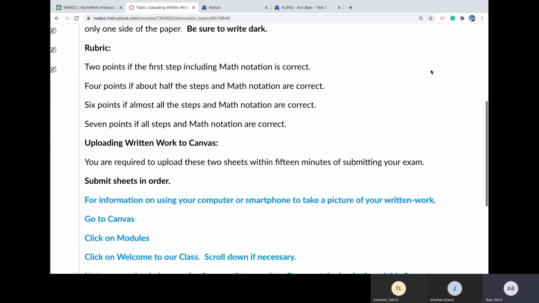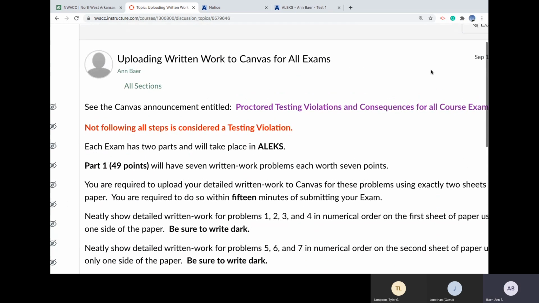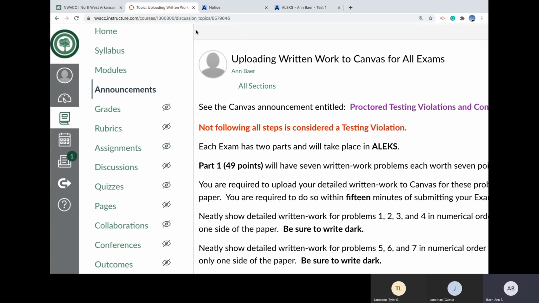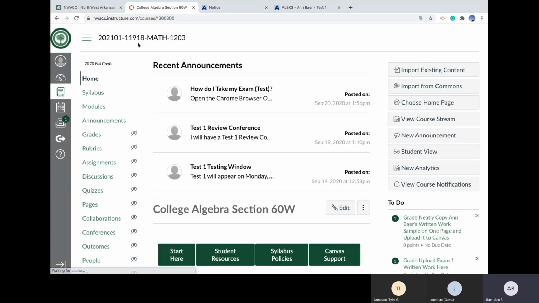So let me show you where you go to upload your written work. So I am going to go to Home. That's where we enter Canvas. We all enter Canvas on the home page. And then let's go to the student view here.